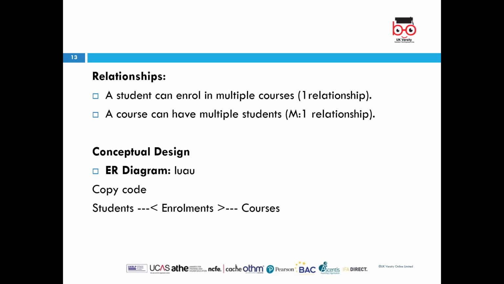Relationships. How do we create our relationships? We need to understand if it is one-to-one, one-to-many, or many-to-many. We can see that a student can enroll in multiple courses, which means this is a one-to-many. And a course can have multiple students, which is a many-to-many relationship, or many-to-one relationship.